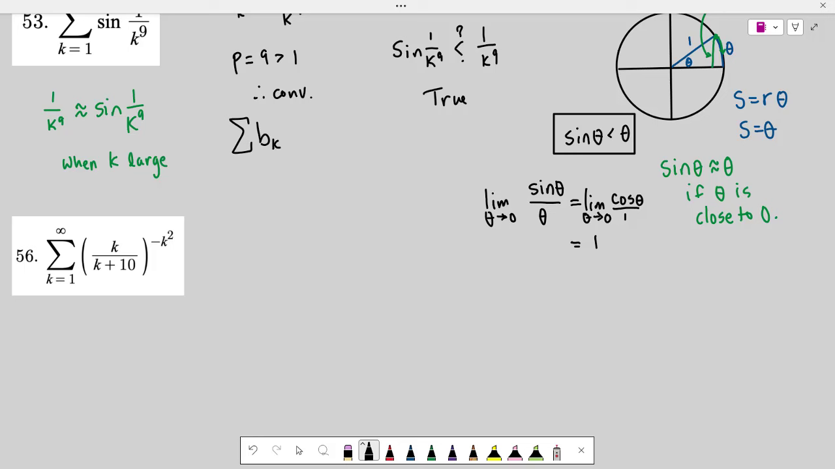Sine of theta over theta goes to 1. L'Hopital's rule. All right, let's do one more.